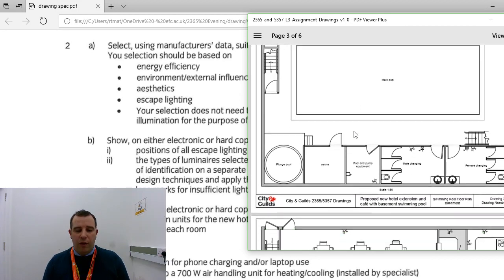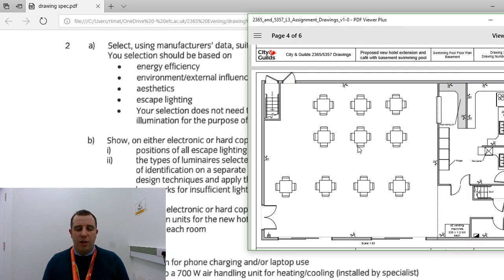So it's about this drawing and the next drawing. You've got to put in a certain amount of lights. You've got to take into account the energy efficiency. Why have you chosen those lights? Why are they better than other lights? I've talked about environmental externals, whether there's any IP rating or anything outside. You've got to talk about whether you think it would look good, whether it's the right type of lighting for the environment. You've also got to talk about escape lighting.